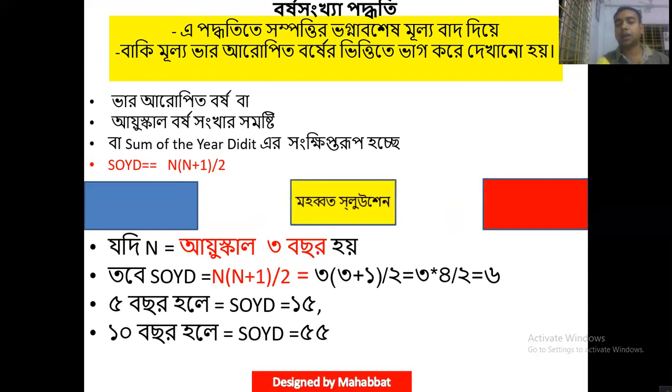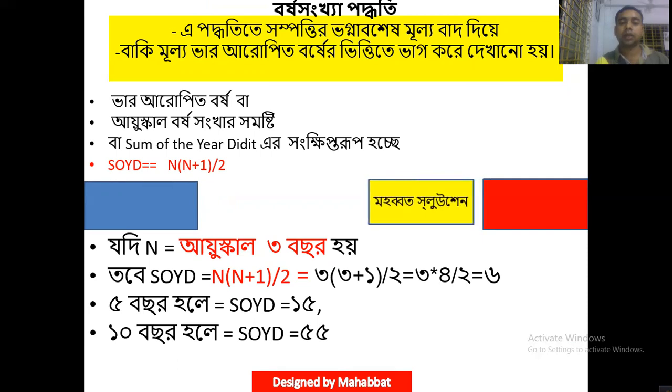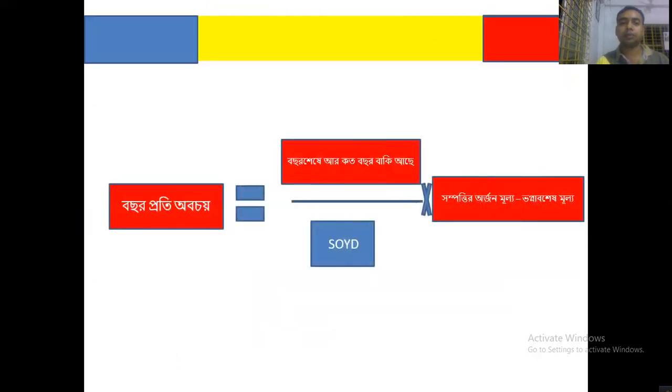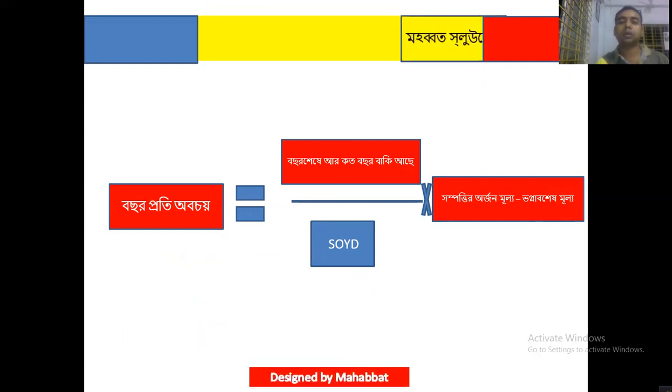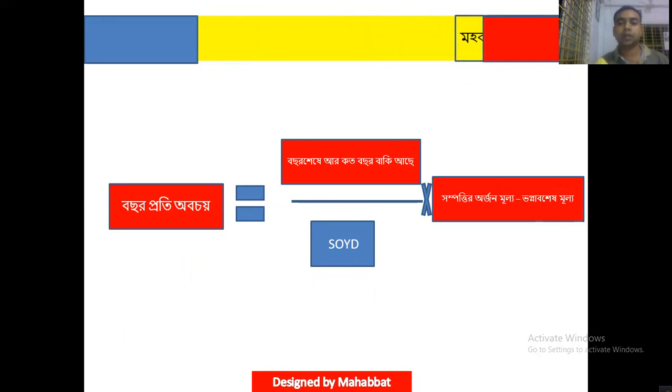Dear participants and my dear students who are now in front of me, you are watching the calculation procedure of depreciation. Under the sum of the year digit method, we have to calculate by using this formula. Depreciation per period equals the years remaining at the beginning of the year, divided by SOYD, the sum of the year digit, multiplied by assets acquisition cost minus scrap value. So it is very easy for you to calculate.